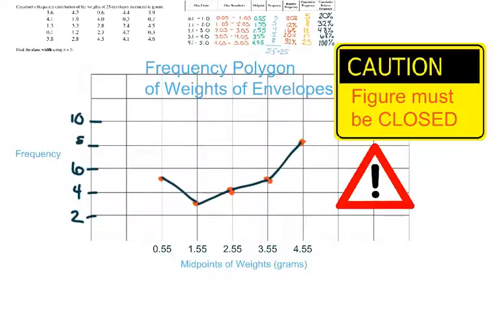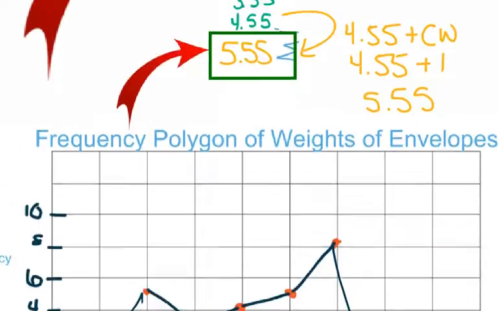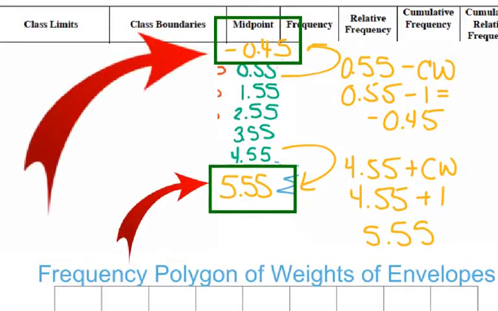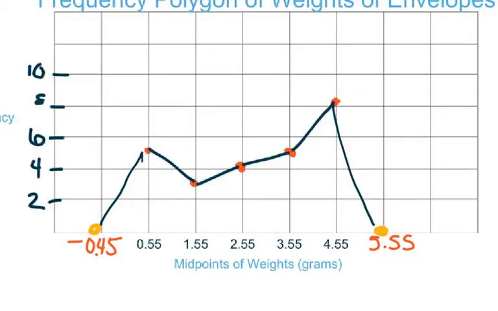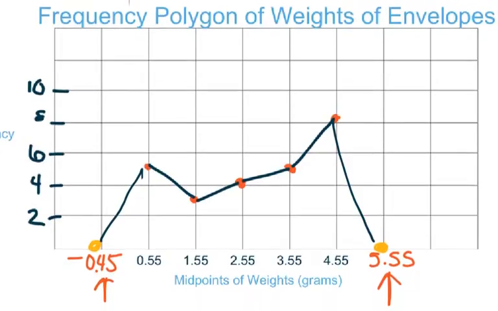But be careful because here it doesn't look like the figure is closed. So we have a little bit of work to do. In order to get this to be closed, we actually have to create 2 faux midpoints. We need to create another one both before the lowest midpoint and after the highest midpoint. That's just so that we can have a frequency of 0 and bring it back to the x-axis. Remember that a frequency polygon begins and ends at the x-axis. It is extremely important that you remember that.